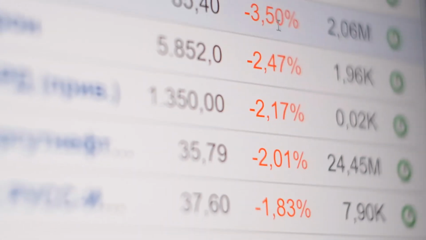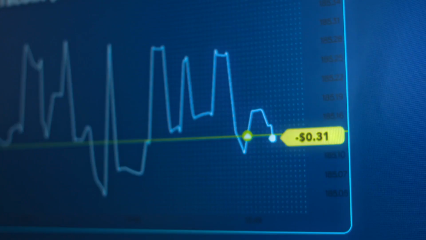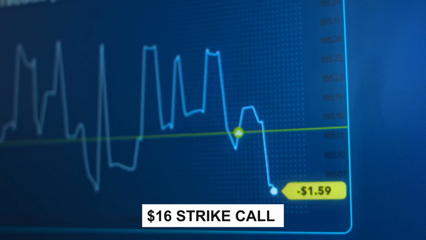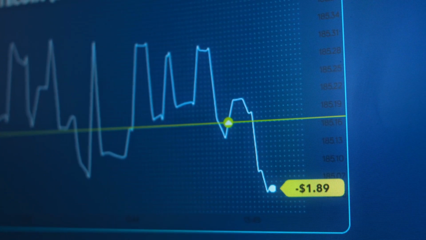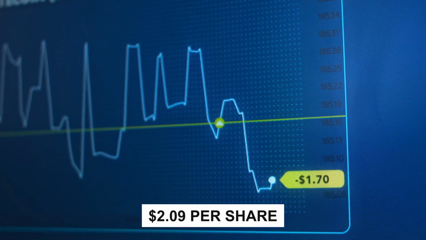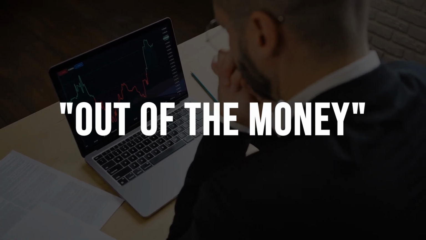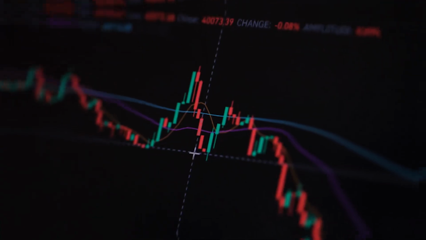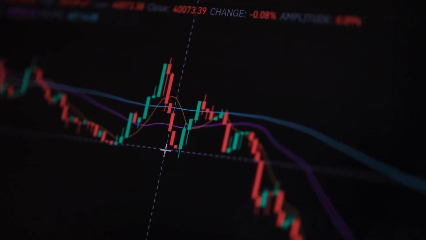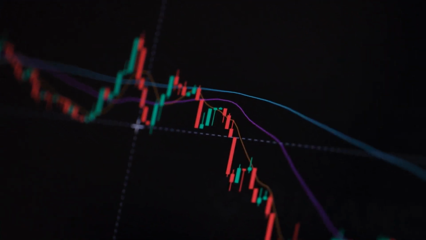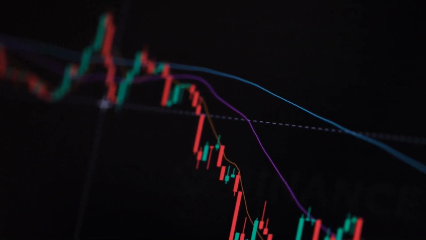If we move slightly further in the money, we see the $16 strike call option valued at around $2.09. The $16 strike call would enable you to buy the stock at a discount of $2.09 per share. On the other hand, if an option is out of the money, it will be worthless at the expiration date. Nobody wants to buy stock at a higher price than the current market value. Similarly, out of the money put options will be worthless since no one wants to sell stock at a lower price than its current worth.